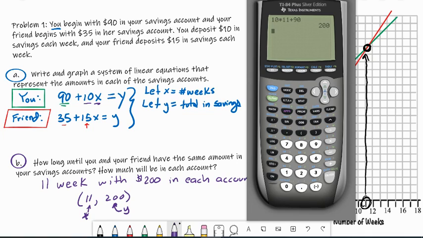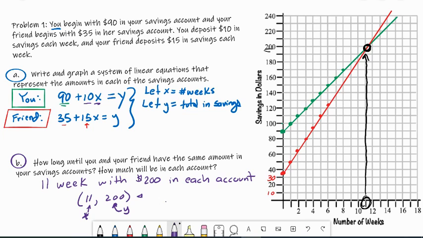Let's check with your friend's account. $15 per week times 11 weeks plus the $35 your friend started with equals 200. So the 11 comma 200 works for your friend's account. That is our double check to make sure that both accounts do have this point on their graphs. So when you plug into both equations, both must be true statements.